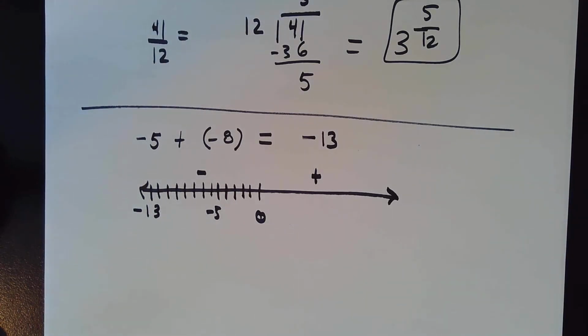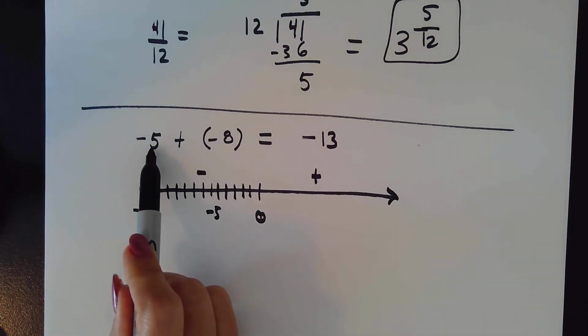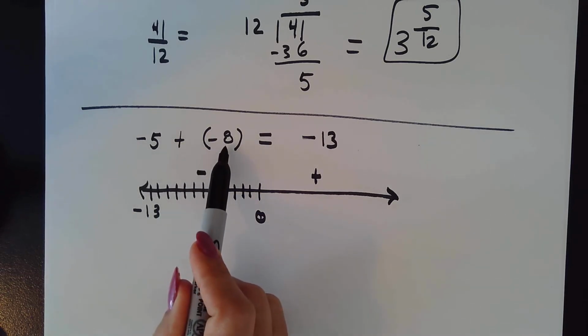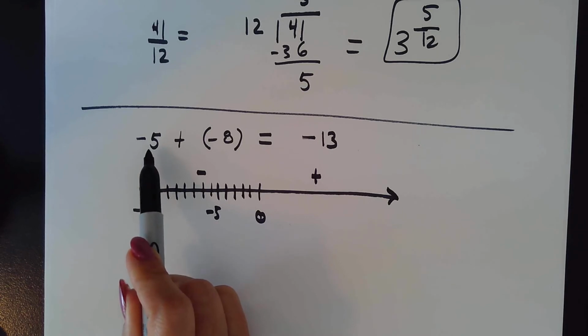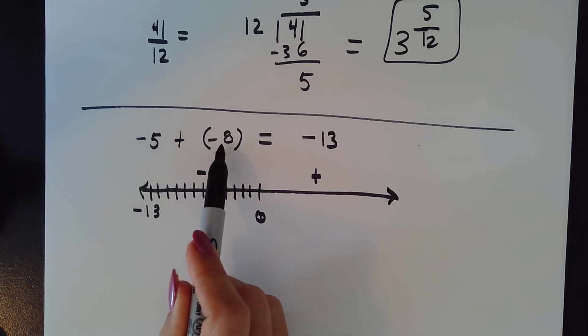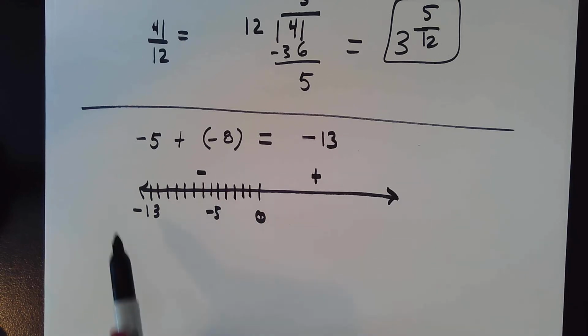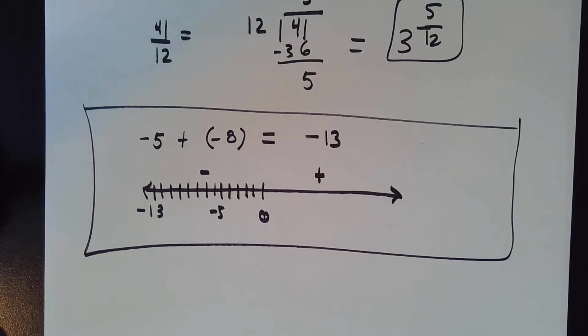So this is how I think of this as money. If you have a negative balance on your checking account and you have another negative balance added to it, if you have a negative balance of $5 and you make a withdrawal of 8, it's going to put you at -13, right? So I always tell the students, think of this as if you're dealing with money. It makes it a lot easier to look at this and understand it.